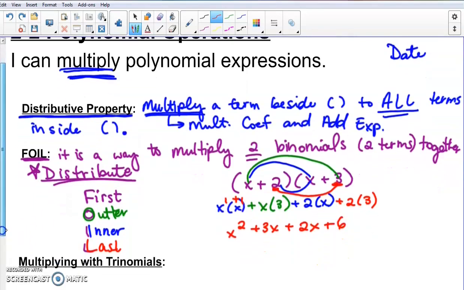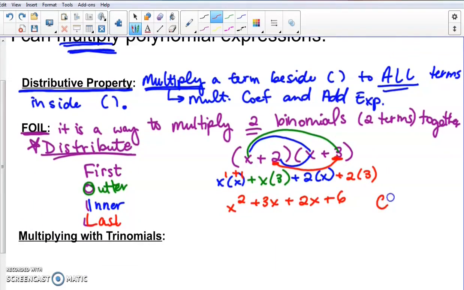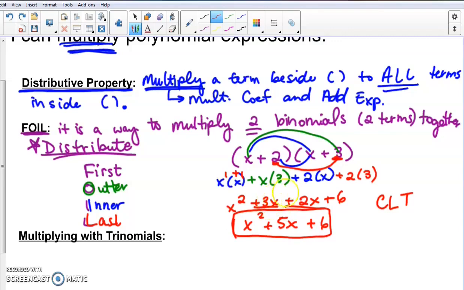Last step we have to do is combine like terms. So we're going to say x squared has no friend, so he drops down. My plus 3x goes with my plus 2x to give us plus 5x. Then we drop down our plus 6. Because remember, when we combine like terms at this step, we do not change the exponents. We just say, hey, I'm an x, I go with the other x.